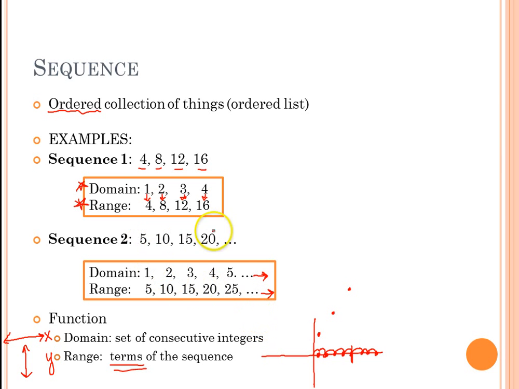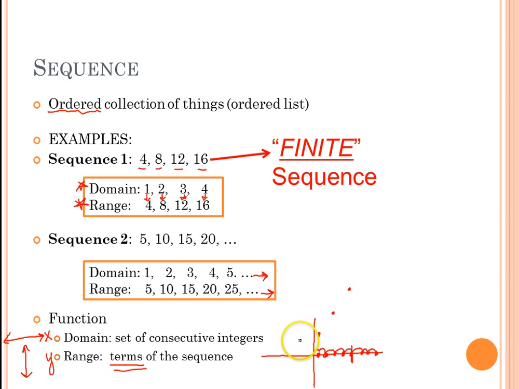So my domain is 1, 2, 3, 4, but I put a 5 here with a dot, dot, dot, understanding that it's not stopping. And then again, my range, what I'm taking from my sequence, 5, 10, 15, 20, I continued it, 25, dot, dot, dot, again, because it never stops. Now, these two types of sequence have names. The first one is called a finite sequence. Why do you think? What does finite mean? Finite means it stops. Okay, so we have a last term. It stops at term 4. Okay, it does not go any further. It stops at term 4 when my range is 16.